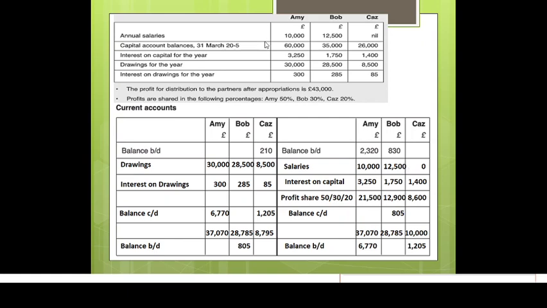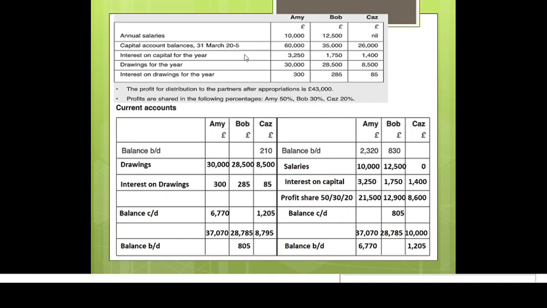The next one on the list is capital account balances. Now that actually has no relevance to this question. This question is about a current account, nothing to do with capital. Keep them separate, so the second line we can ignore.